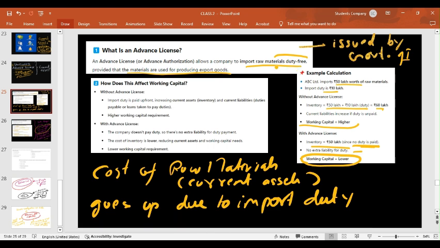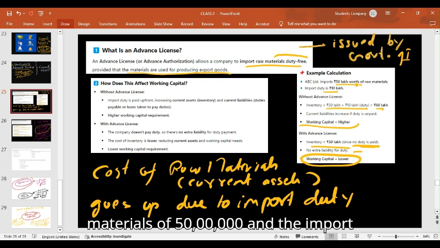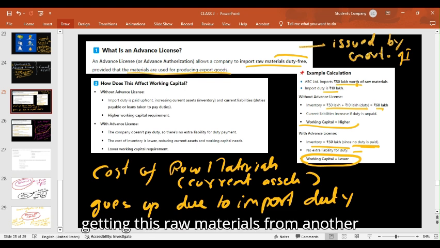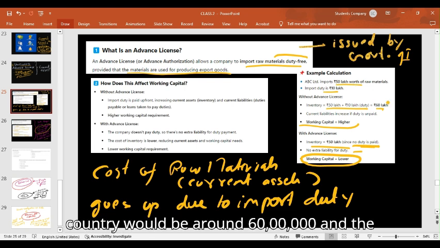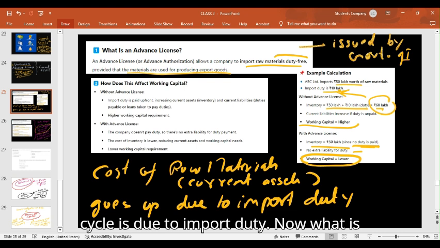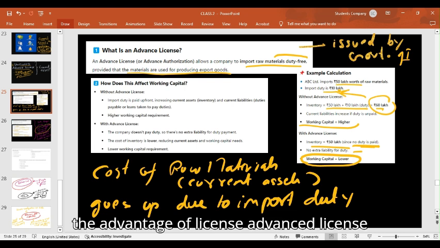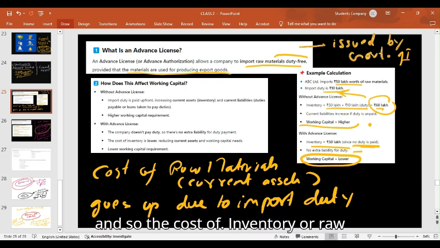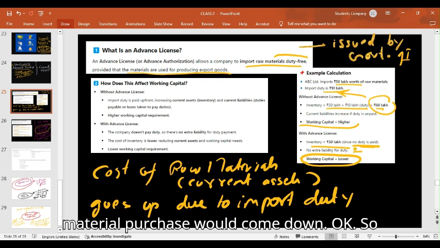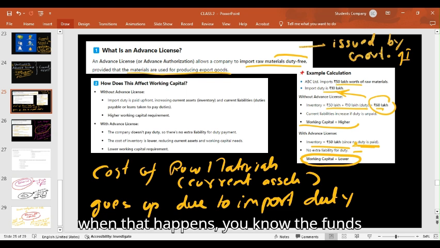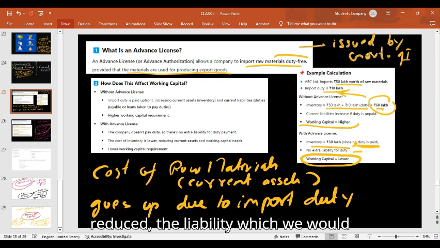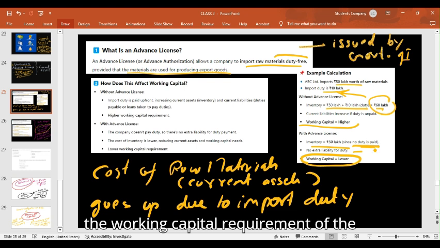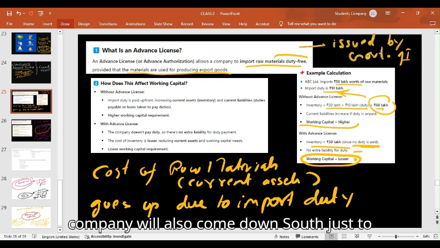Now, how does it work? Let's assume a company imports raw materials of 50 lakhs and the import duty is 10 lakhs. So the total cost for getting these raw materials from another country would be around 60 lakhs. And this hike is due to import duty. Now, what is the advantage of an advance license? That this import duty would be waived, and so the cost of inventory or raw material purchase would come down. So the funds required for buying these items would be reduced, the liability which we would otherwise incur would be reduced, and thus the working capital requirement of the company will also come down.